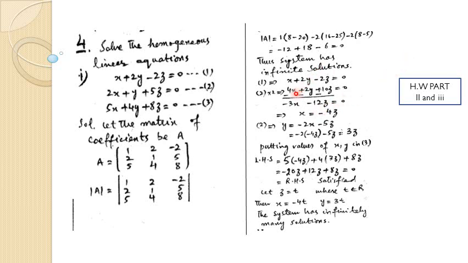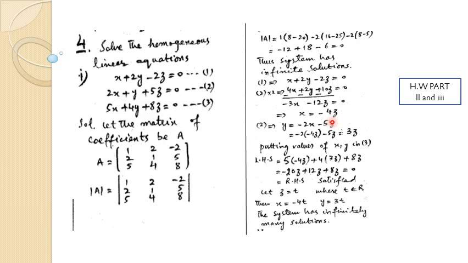Now x plus 2y minus 2z is equal to 0, and 2x plus y plus 5z. I want to eliminate y, so multiply equation 2 by 2: 4x plus 2y plus 10z, after subtracting, minus 3x is equal to this. So x is equal to minus 4z. This is the new equation: x is equal to minus 4z. I make x the subject in terms of z.